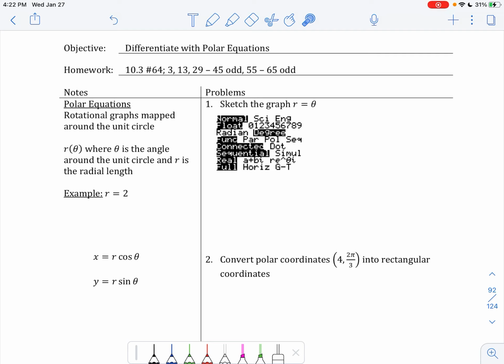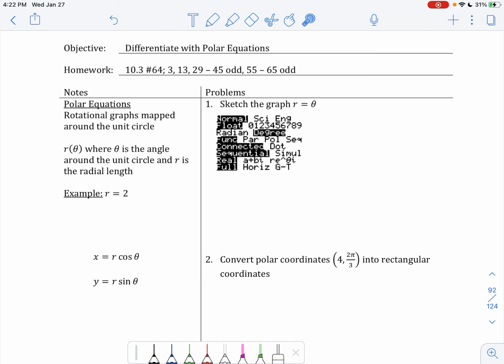So again, we're going to talk about a different type of equation. You're going to want to get your calculator out because once again, we are changing the mode here to polar. So get yourself ready for notes, get your calculator, and we're going to get started. Pause the video if you need to.